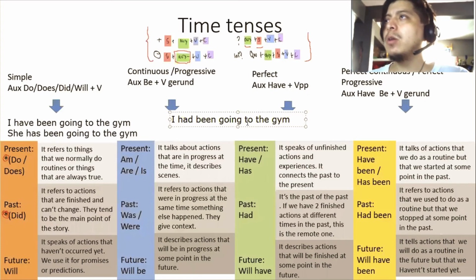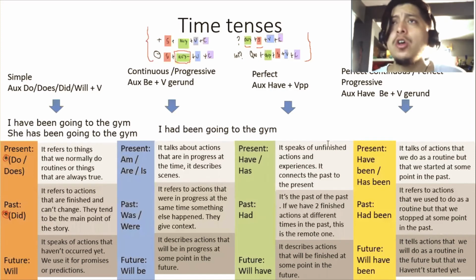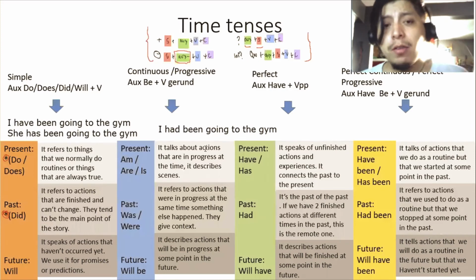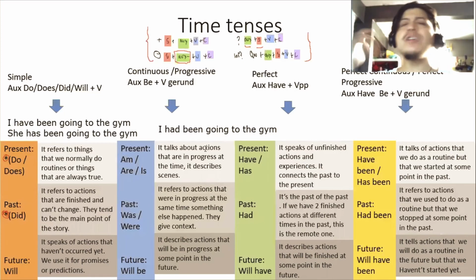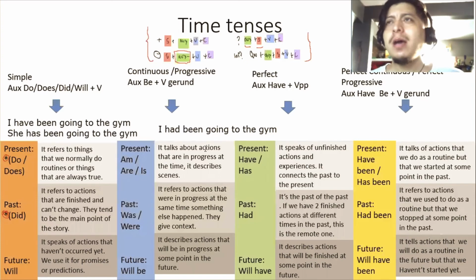I have been going to the gym. This is the past perfect continuous. When do you use the past perfect continuous? You use it for actions that you started doing in the past and that you stopped doing in the past. Like 1 year ago, I started going to the gym, and 1 month ago, I stopped going to the gym. So I have been going to the gym. Yes, like in the past I have been going, but now I don't go anymore.